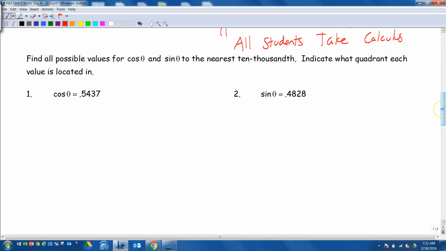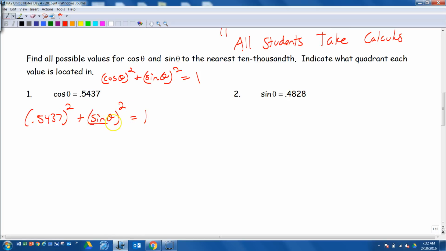Alright, so we're going to use our new identity from before to find what sine of theta is. We know that cosine theta, again, squared plus sine theta squared equals 1. So I'm going to put in 0.5437 for cosine theta. Again, you're not going to actually type in any sine button in your calculator. You're just solving for this piece. So you just need to figure out what that is. So when you move this over and square root it, basically you're going to be typing into your calculator the square root of 1 minus 0.5437 squared. And when you get that, sine is equal to plus or minus 0.8393.